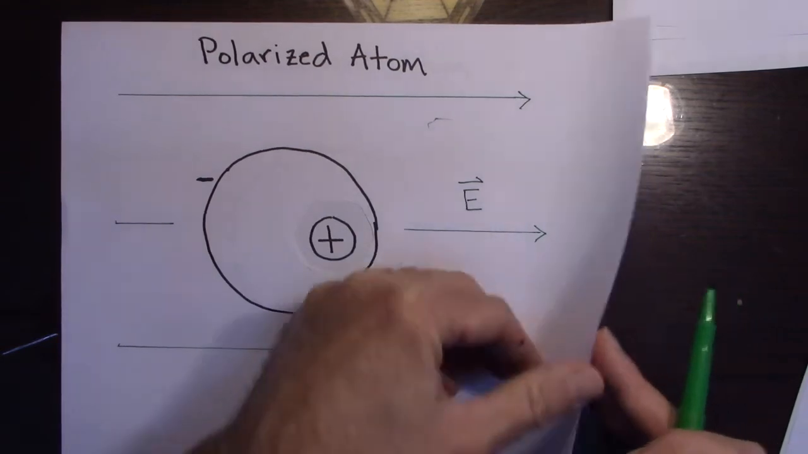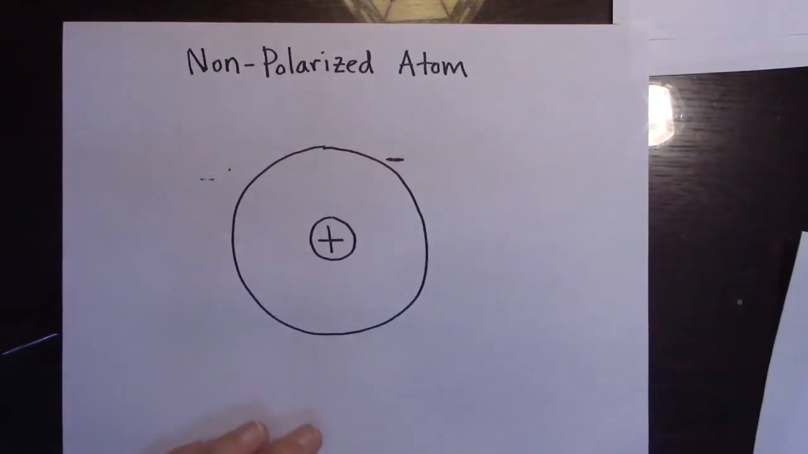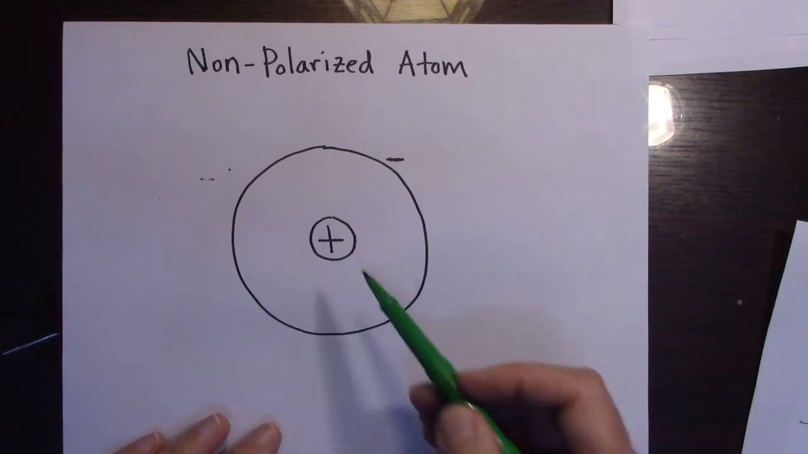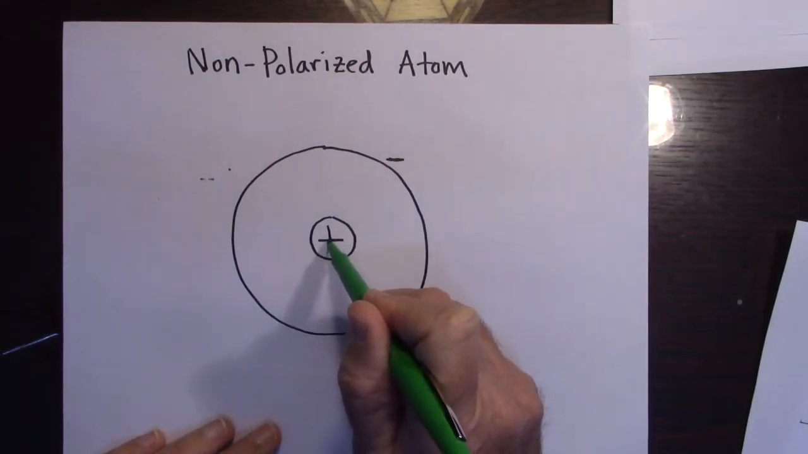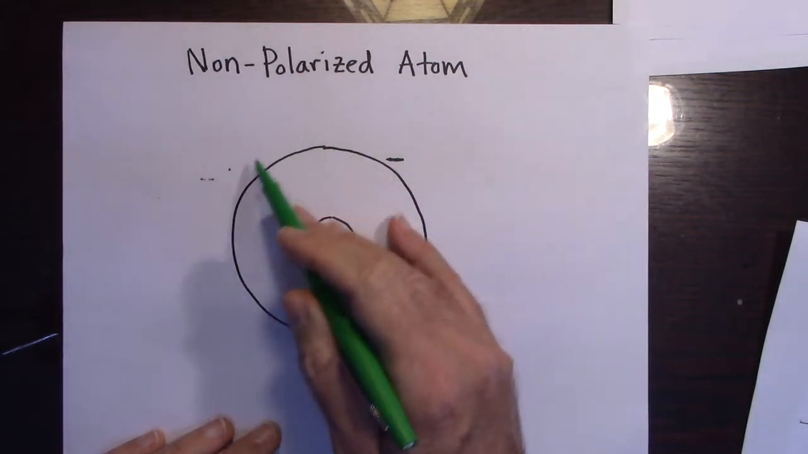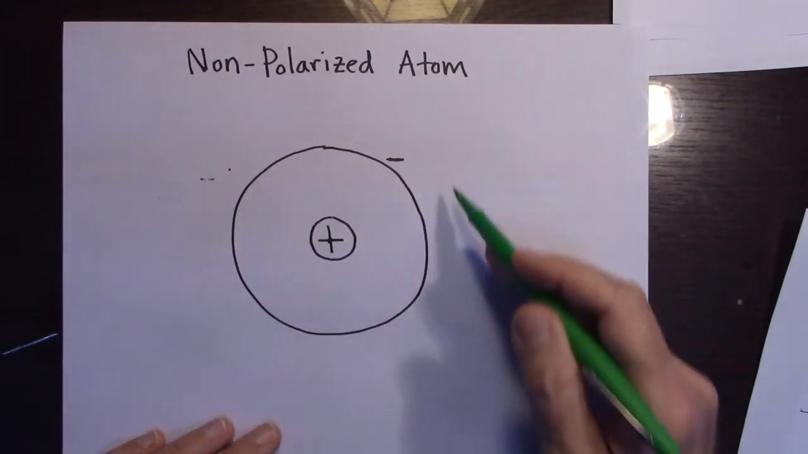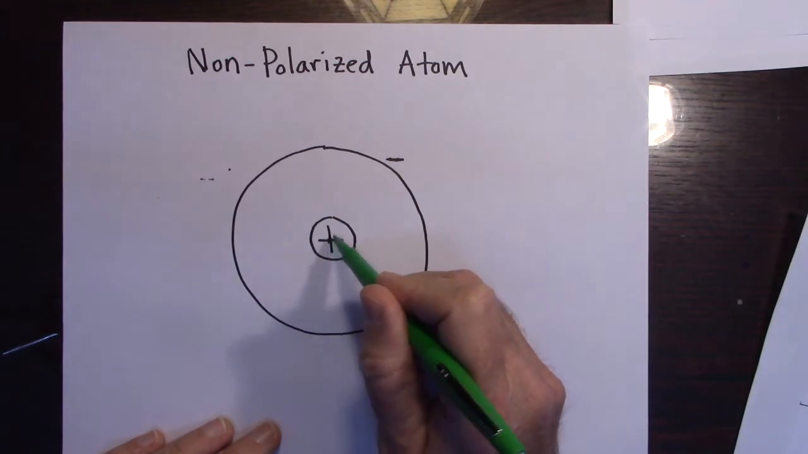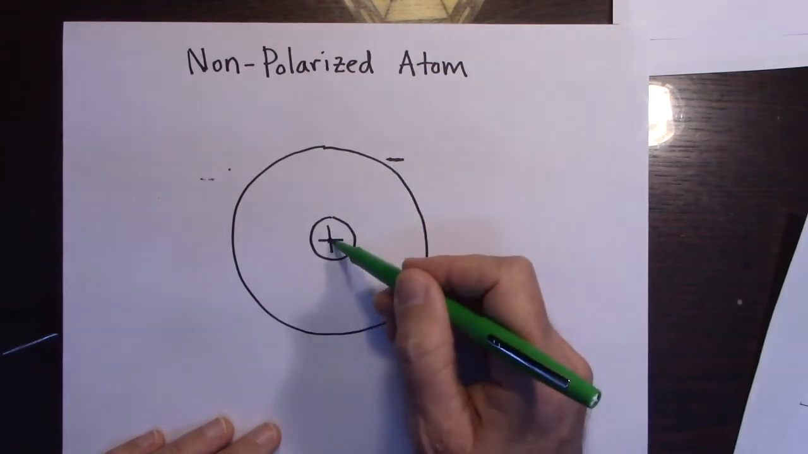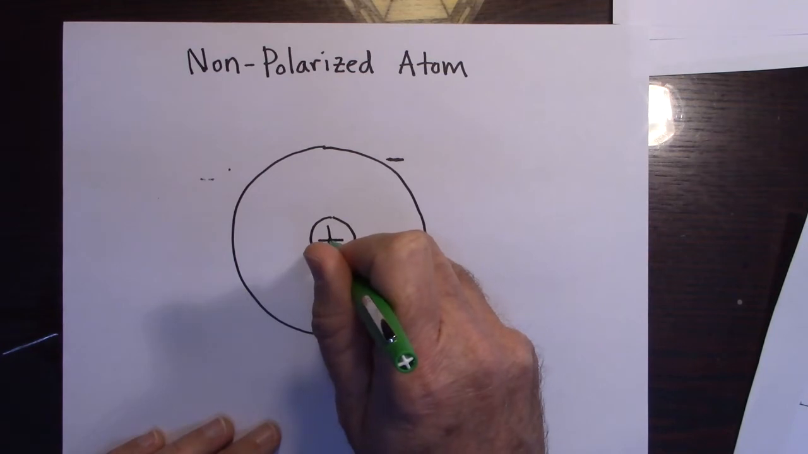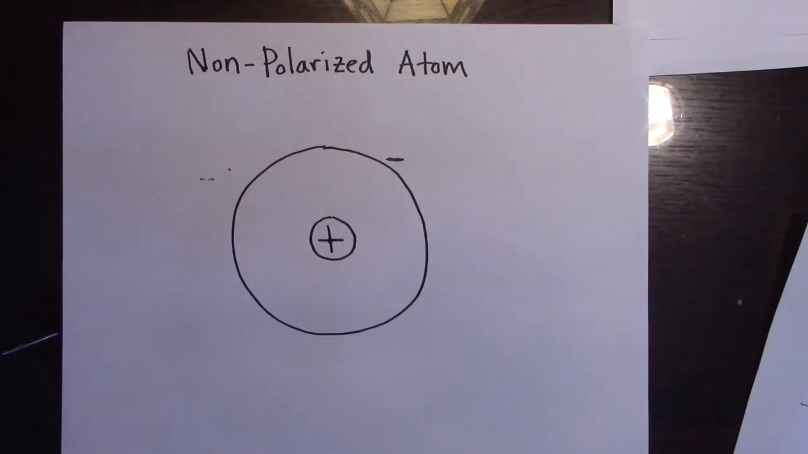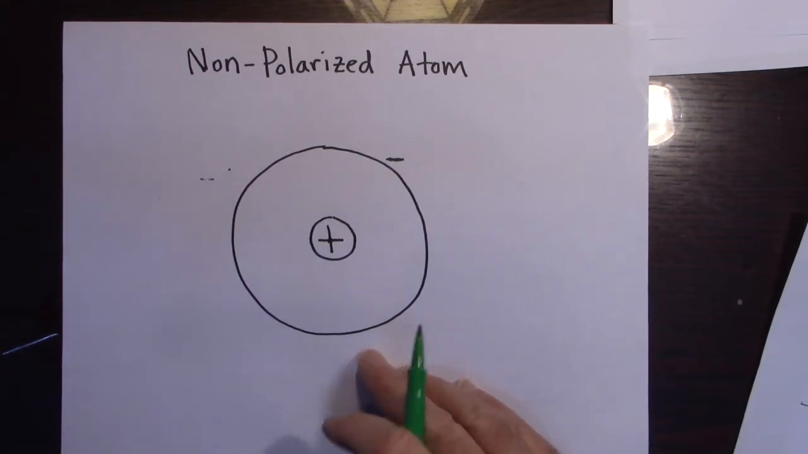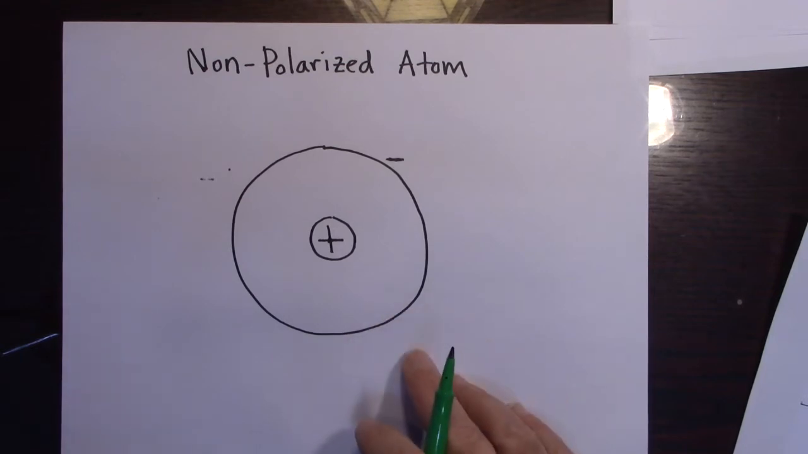Before you put the electric field in there, when it was just like this, the center of the positive charge is right there. The center of the negative charge is also right there. So they both have the same center. And this is a neutral atom, because we have as many protons as electrons. Again, this is a very simple view of the atom, but this gets the explanation done.